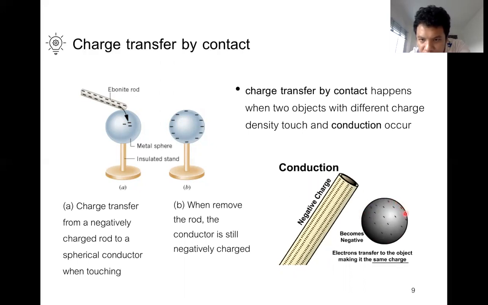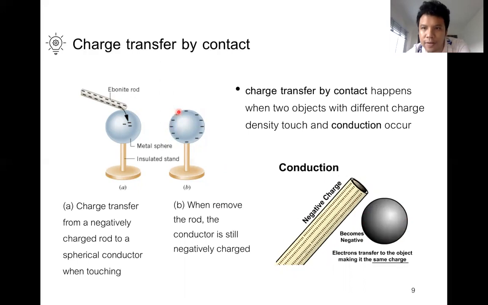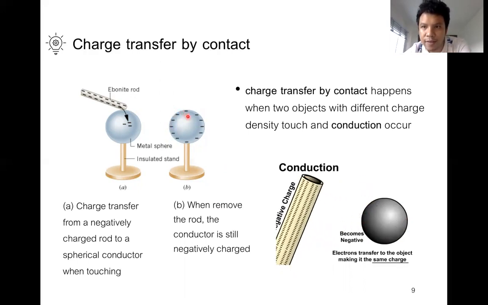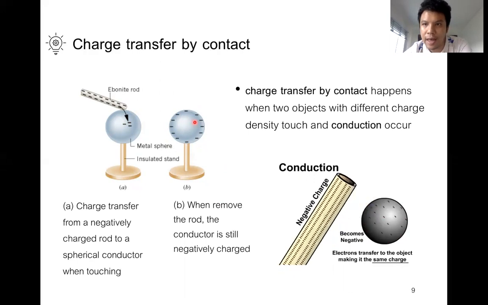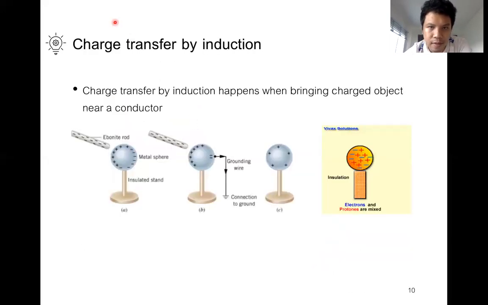This can happen because within the conductor, the charge can move freely, as we mentioned before about conductors. So when the charge can move freely, they repel each other and they end up at the surface. And another way of charge transfer is the charge transfer by induction.